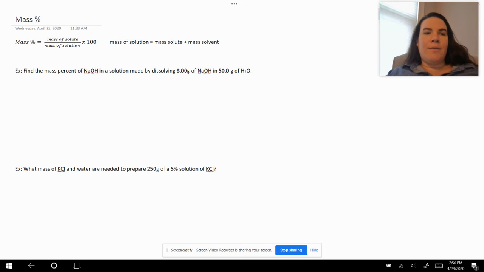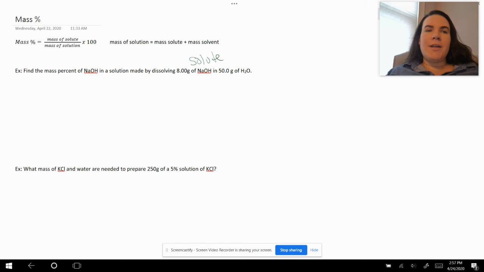So we're going to find the mass percent of sodium hydroxide, dissolving 8 grams of sodium hydroxide in 50 grams of water. So I read this problem out because we need to first identify which is the solute. So the solute is always the smaller amount in the solution. So 8 is smaller than 50. That means that NaOH, that is your solute. And that means that water is the solvent, because that's the larger part of the solution.